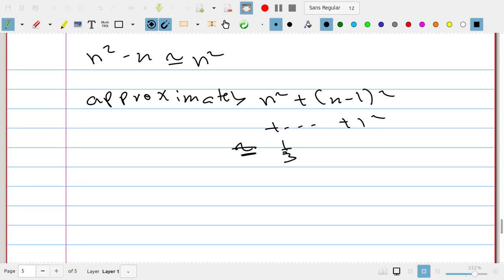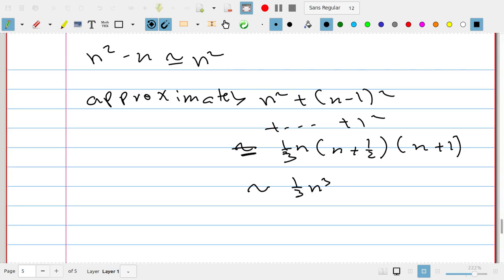The formula for this is actually 1/3 times... just give me a moment. This is equal to 1/3 times n times (n plus half) times (n plus 1). But the leading term is 1/3 n cubed.